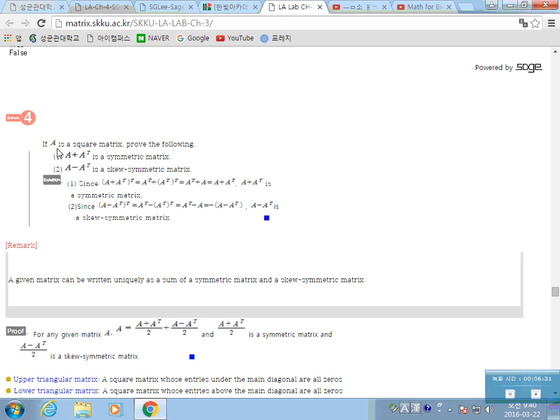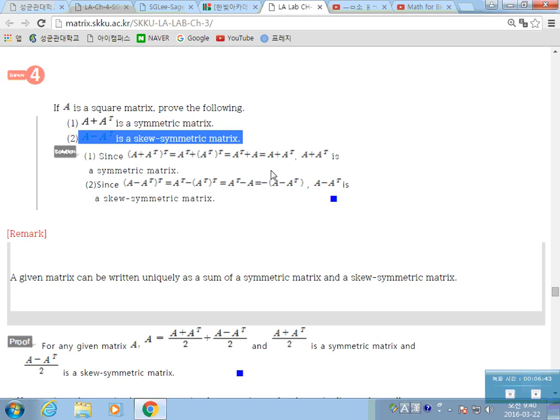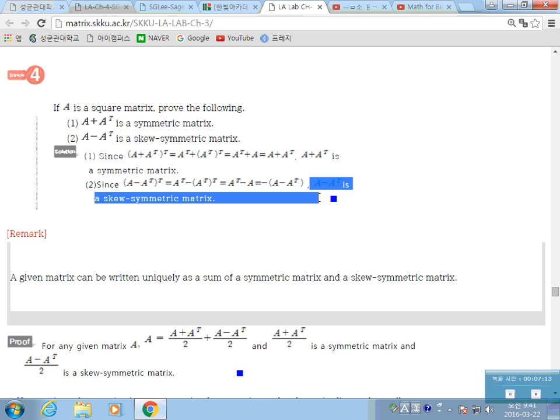Important fact is this. If A is any square matrix, then A plus A transpose is a symmetric matrix, and A minus A transpose is always a skew symmetric matrix. Because the transpose of A plus A transpose can be written in this way, which is the same as the original one. So A plus A transpose is a symmetric matrix. But the transpose of A minus A transpose can be written in this way. So this is minus times A minus A transpose. So A minus A transpose is a skew symmetric matrix.